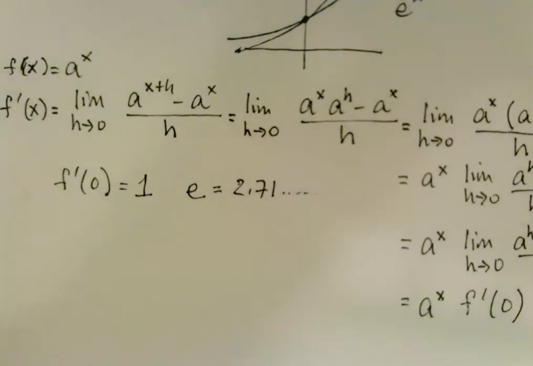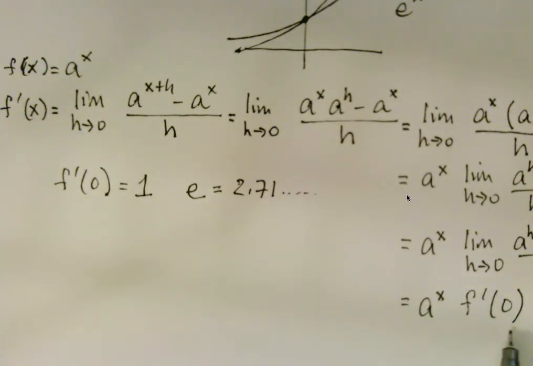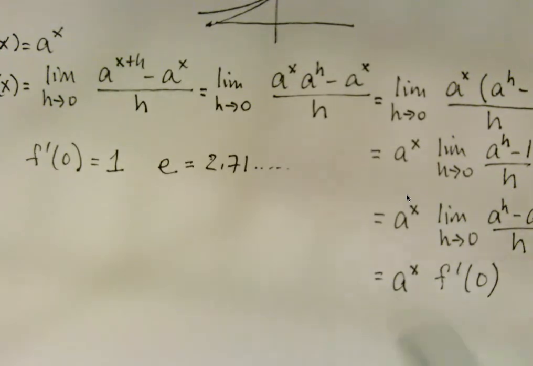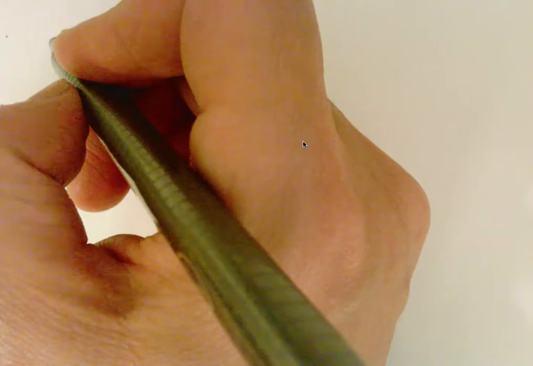But how about if a doesn't equal e? Then what is this value, f prime at 0? We're going to show later that that is actually just natural log of a. And of course, if you put e inside here, the natural log of e is just 1. Now let's continue on to derive the derivative of natural log.